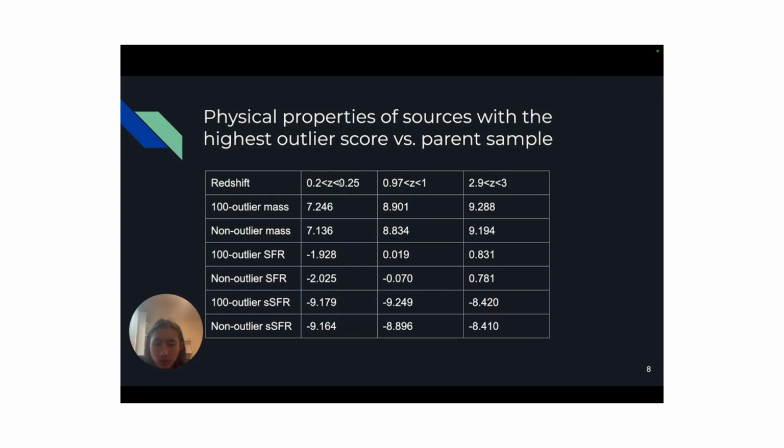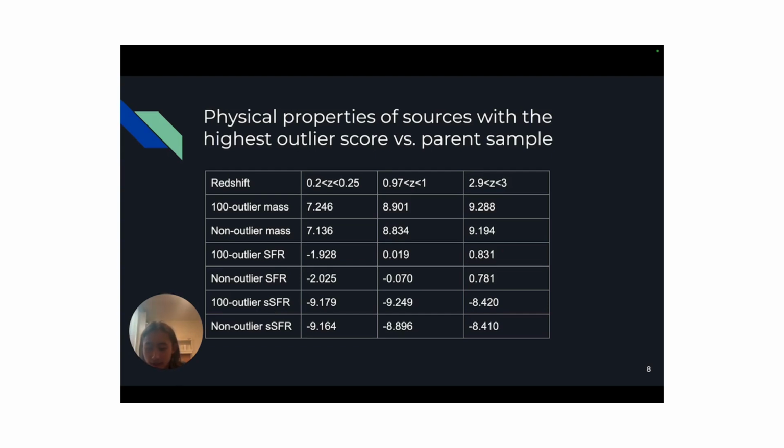So these are the results of the analysis. The data is shown here. We have 3 redshift bands: 0.2 to 0.25, 0.97 to 1, and 2.9 to 3. And there are 3 properties of each. You have the stellar mass, the star formation rate, and the specific star formation rate, which is the mass of the stars that are formed. The trend is that in the outliers, the values are greater than they are in the non-outliers, except for the specific star formation rate, in which they are about equal.